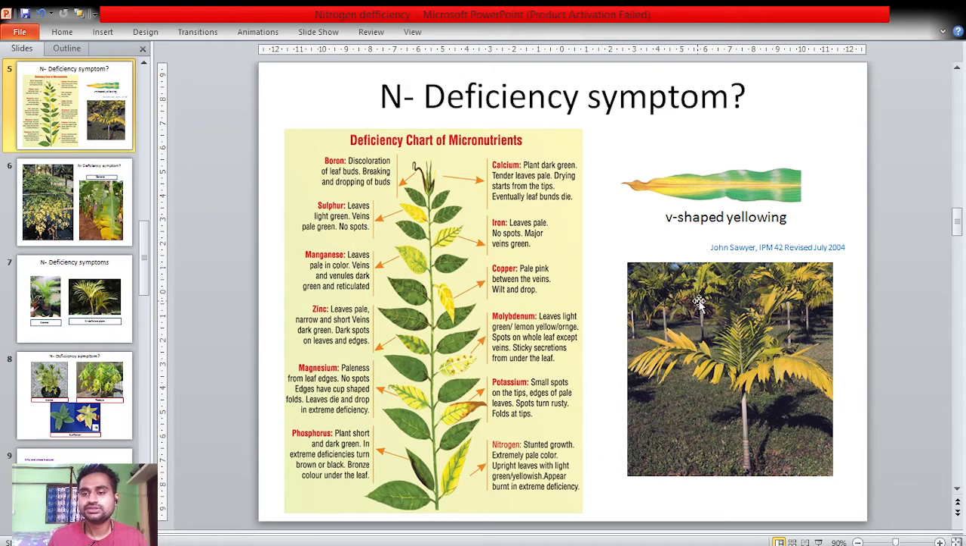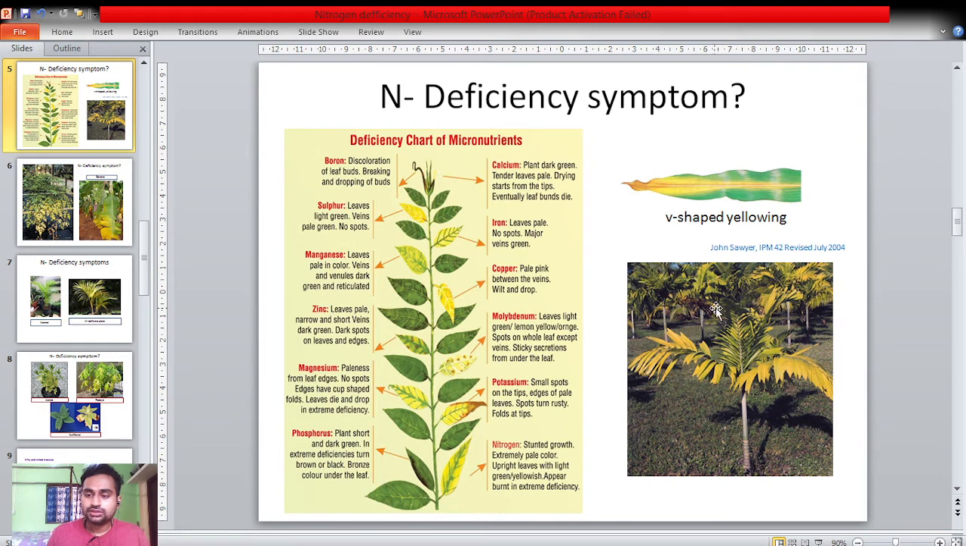On the right side you can see a typical mark of nitrogen deficiency: in a leaf the symptoms appear from the tip of the leaf and go down towards the basal part of the leaf, and the shape generally is a V shape of yellowing. This yellowing is because chlorophyll contains nitrogen, and when nitrogen is not available, the formation of chlorophyll is reduced, so the green color is reduced and the yellow color comes up.